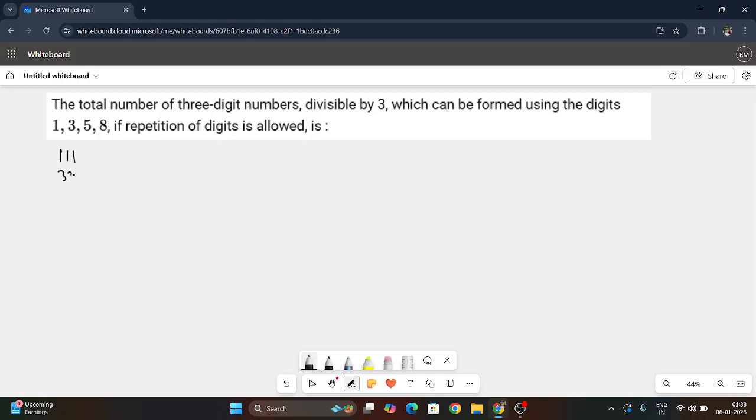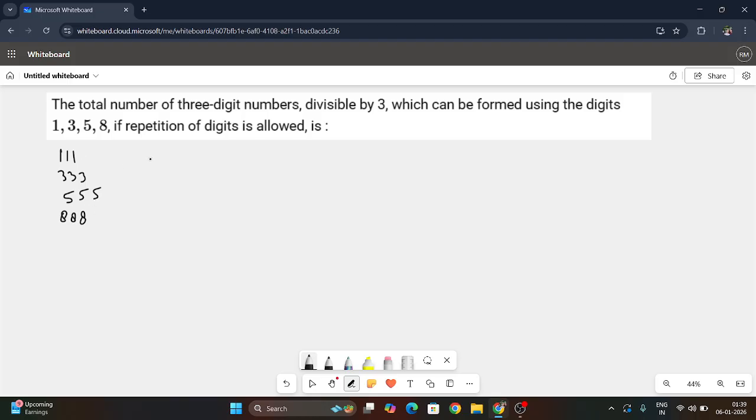Take 3, 3 and 3. If you add, you get 9. 9 is divisible by 3. Now take 5, 5 and 5. Similarly, 8, 8 and 8. So all these are divisible by 3. Okay, if you add all these things, the sum is divisible by 3. Okay, now these are 4 numbers.